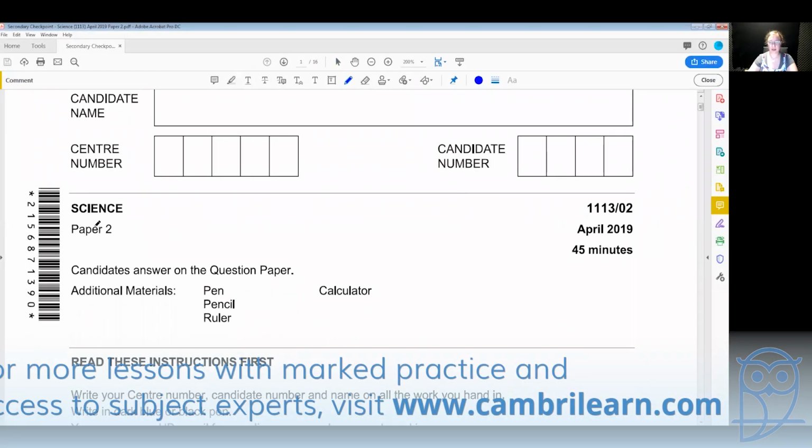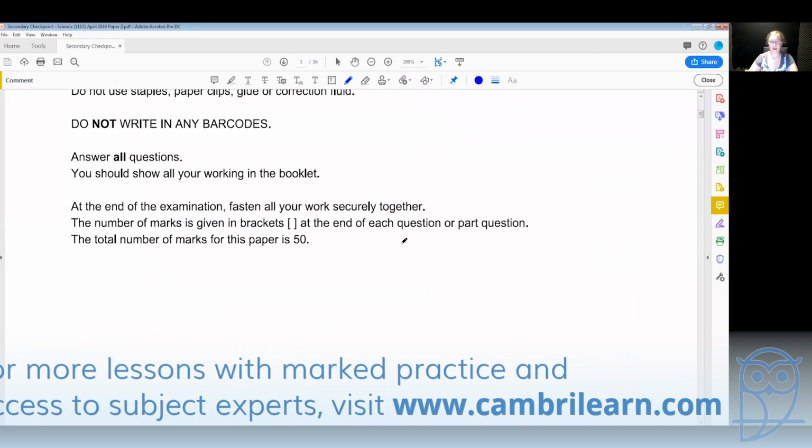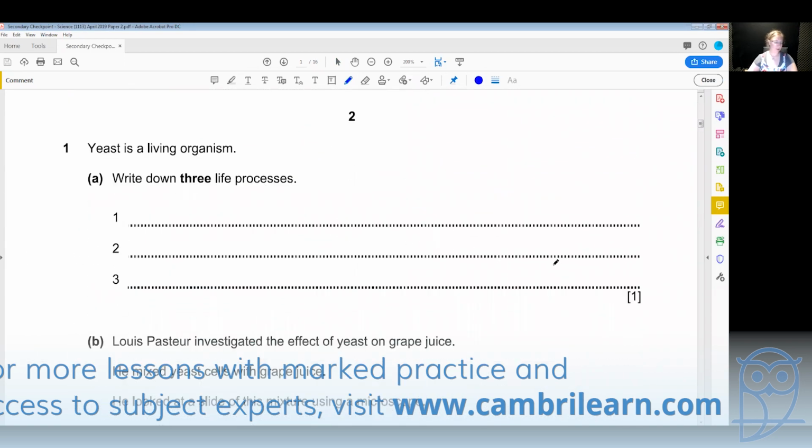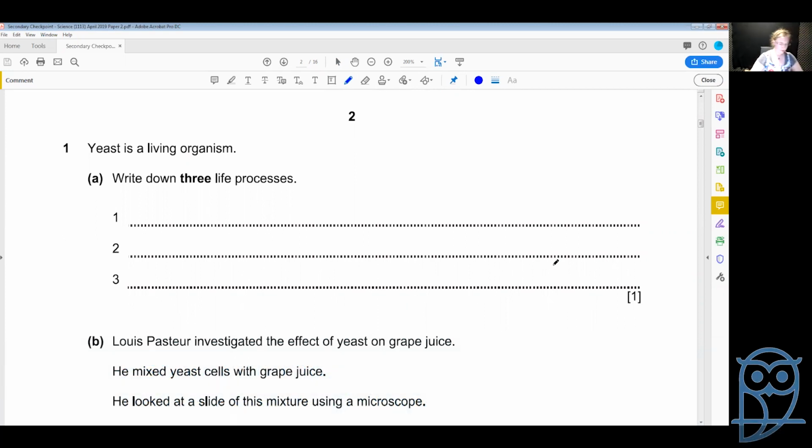So this is April 2019's paper 2. So here we go. Okay, it starts by saying yeast is a living organism. Write down 3 life processes.